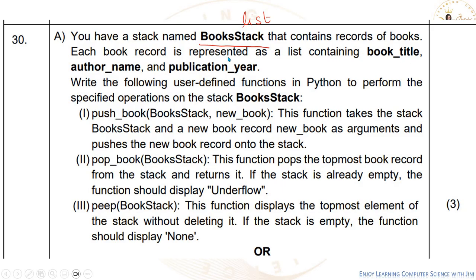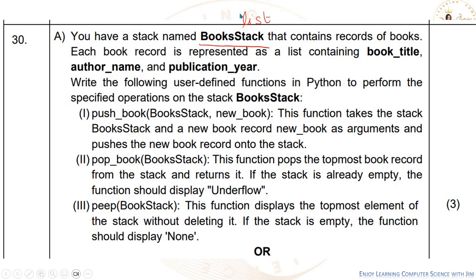Okay. So you have a stack, you have a list. Inside the list, you have a list that contains book title, author name and publication year. So it is a nested list. Okay. Write the following user defined functions in Python to perform the specified operations on the stack book stack. Okay. So the name of the stack is book stack.